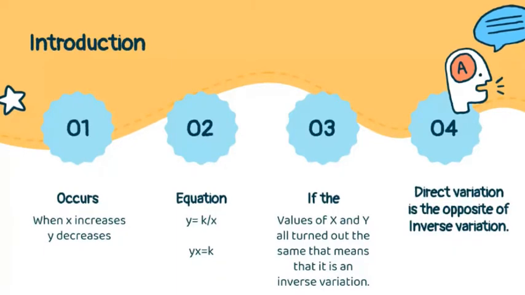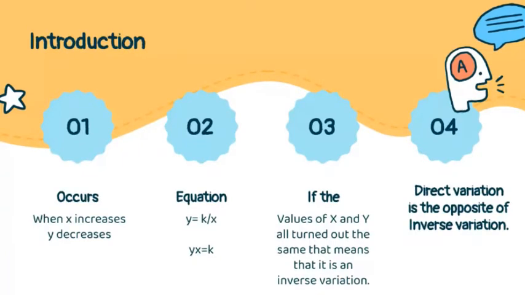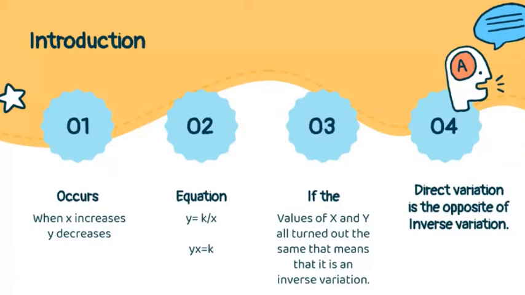If the values of x and y all turned out the same, that means it is an inverse variation. What I mean in this sentence is that when we multiply y and x and they give us the same product for each and every point, that means that it is an inverse variation. Direct variation is the opposite of inverse variation because it occurs when y increases and x increases correspondingly.